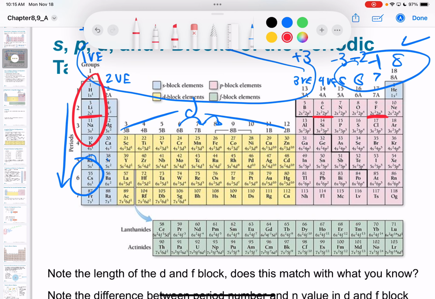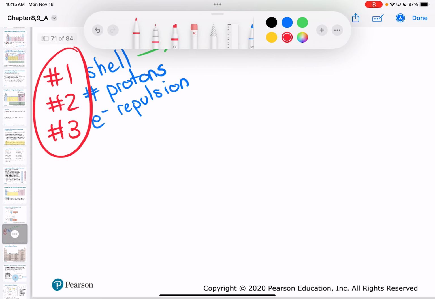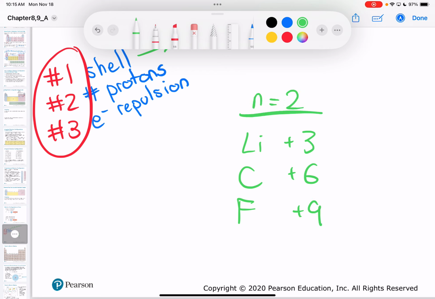So lithium, carbon, and fluorine, let's focus in on those. Lithium has 3 protons, carbon has 6, fluorine has 9. So let's take those examples down here. Lithium is +3, carbon is +6, fluorine is +9. And all of these have their outermost electrons at n equals 2.